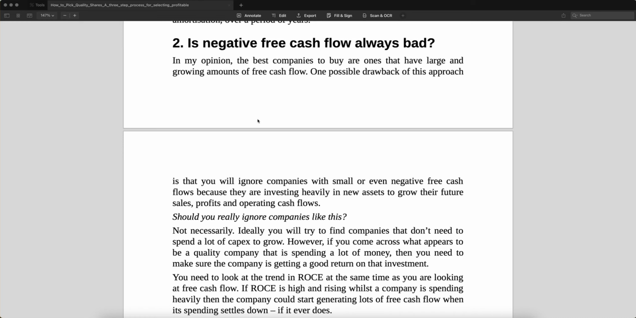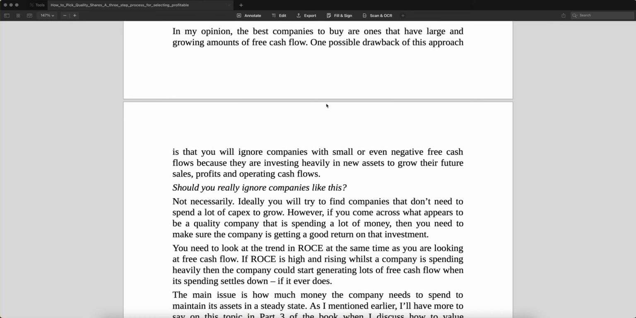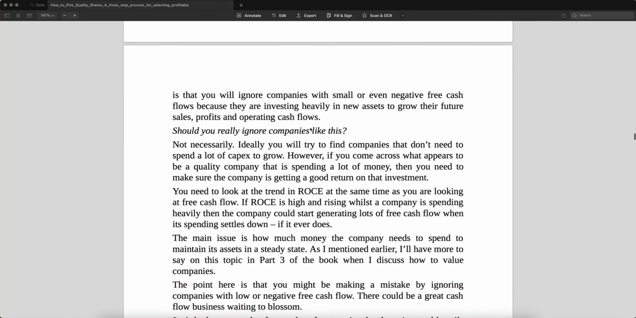Now for the second pointer, is negative free cash flow always bad? No, negative free cash flow is not always bad, because if the company is investing, no, this is free cash flow, not the cash flow over here. If the company is investing heavily to make its assets, and if we see our trend of the ROC is high, then negative free cash flow is not bad. It is actually very, very good, because he is putting money into the business and earning good returns over here.